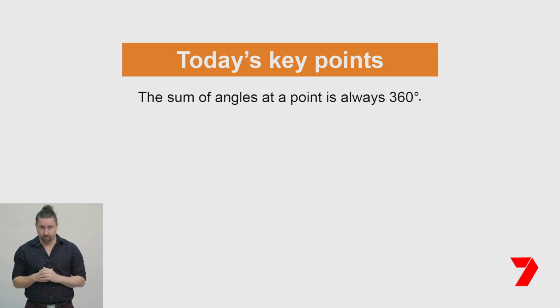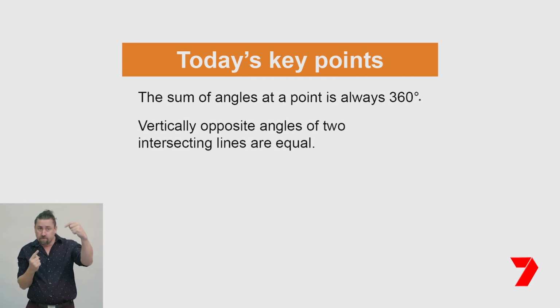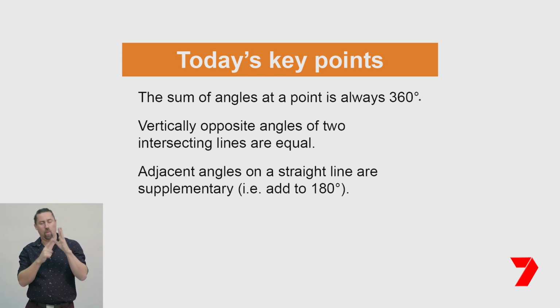Let's recap what we've learned today. We discovered that the sum of all angles at a point is always 360 degrees. We reminded ourselves that vertically opposite angles of two intersecting lines are equal, and that adjacent angles on a straight line are supplementary, which means they add up to 180 degrees.